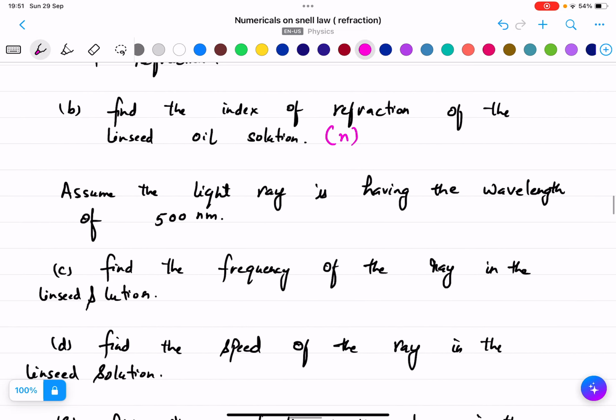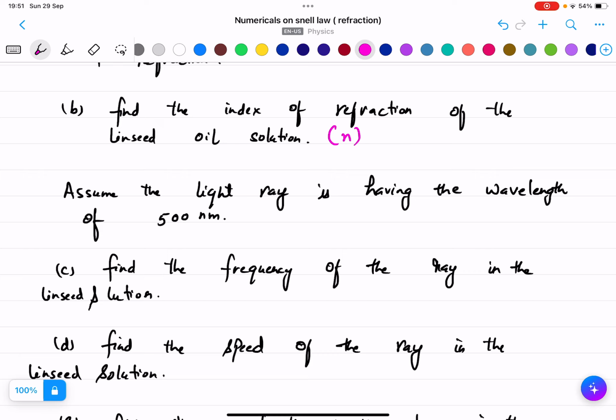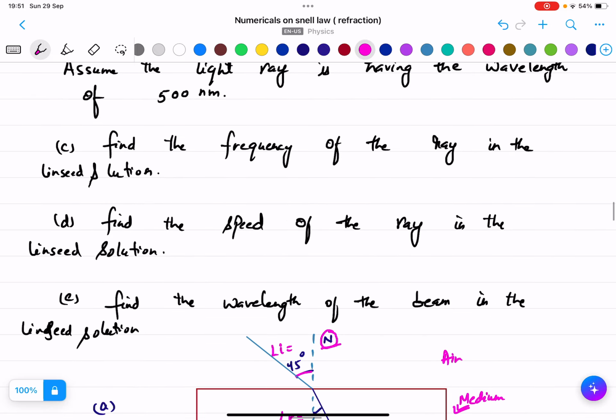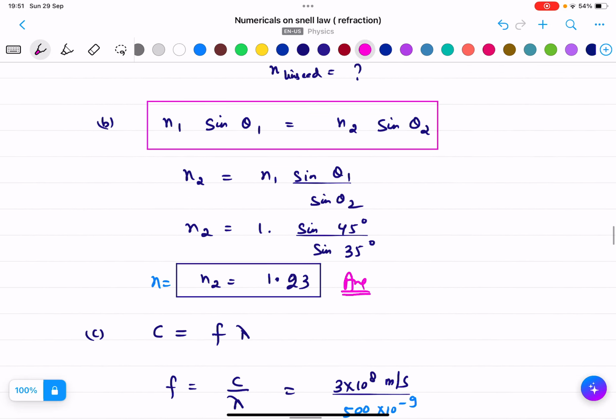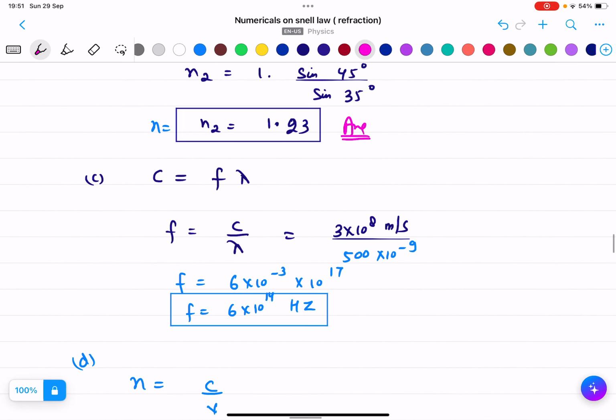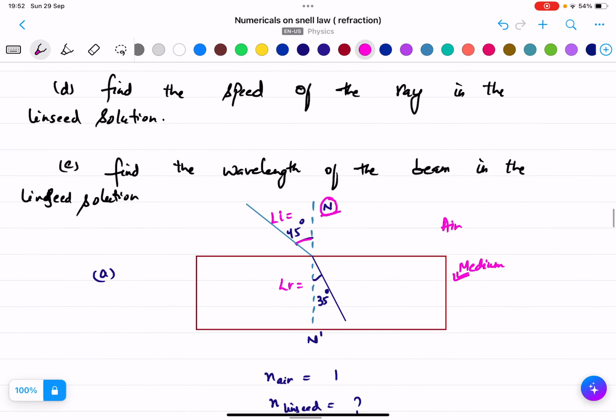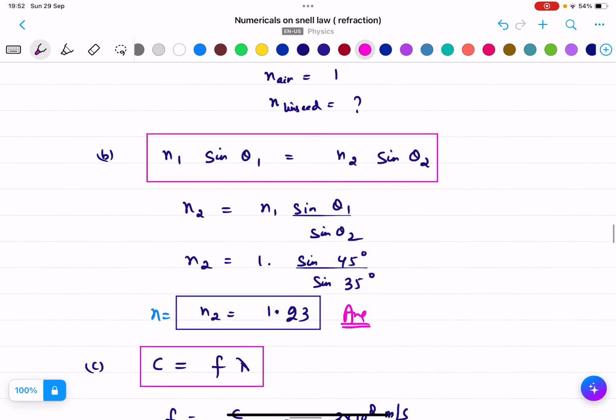C part. Now, assume the light ray has a wavelength of 500 nanometers. So 500 nanometer wavelength is given. Find the frequency of the ray in the linseed solution. So how to find the frequency? You all know the relation between frequency and wavelength: c equals f lambda. So f equals c by lambda. c is 3 into 10 to the power 8 and lambda is 500 into 10 to the power minus 9, given to you. And then we will find the frequency. Simple direct formula. D part, find the speed of the ray in the linseed solution.